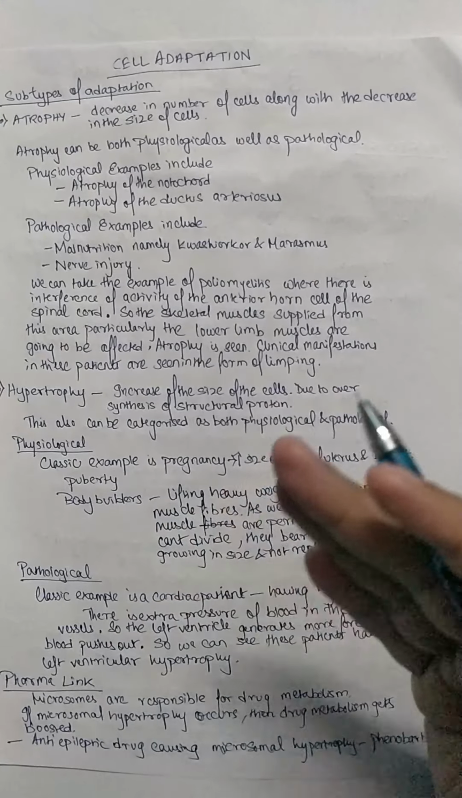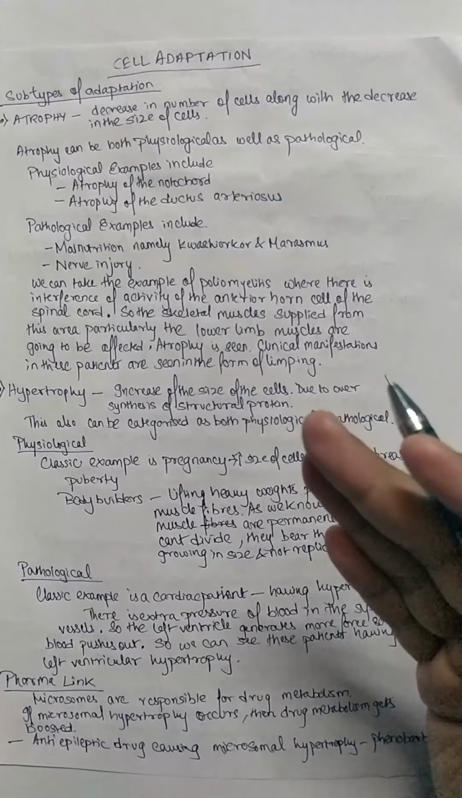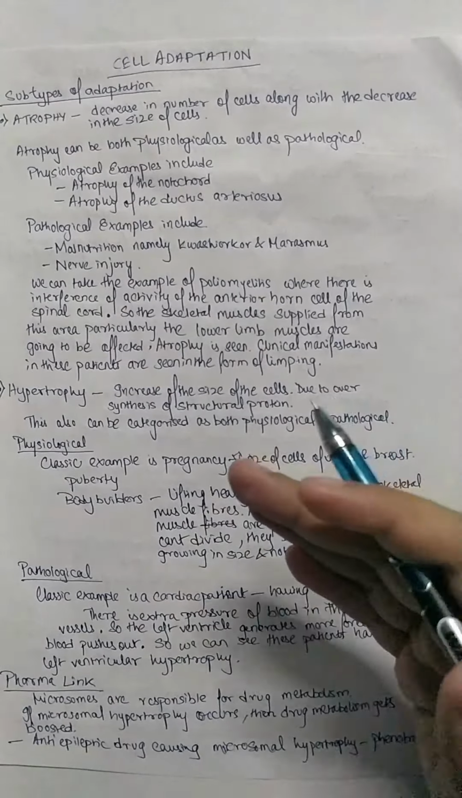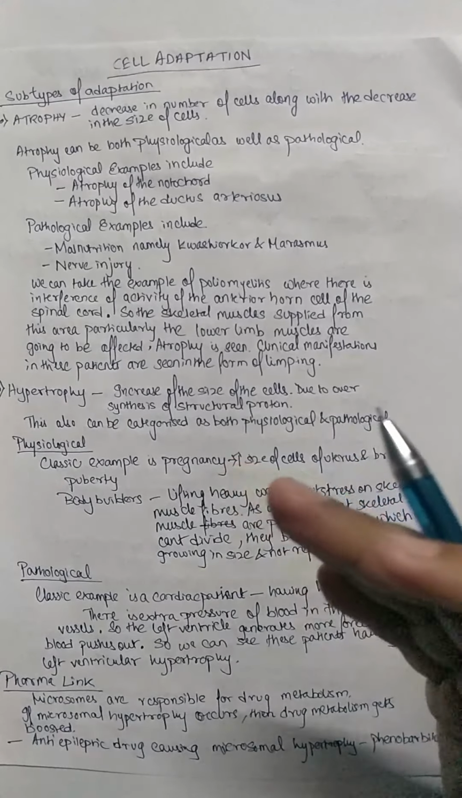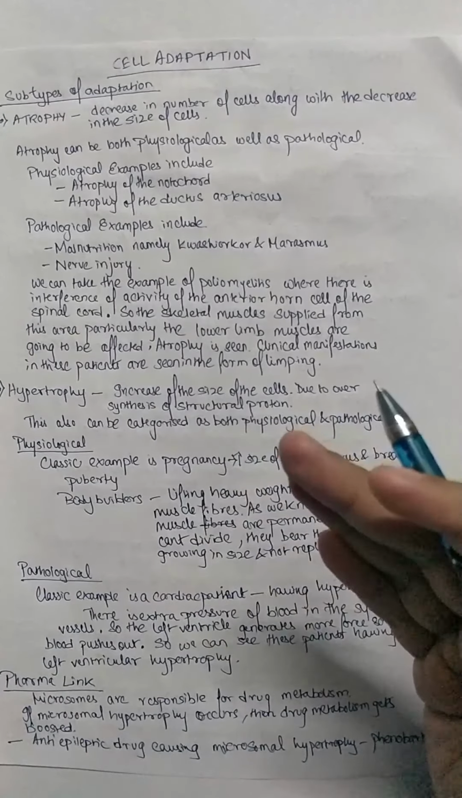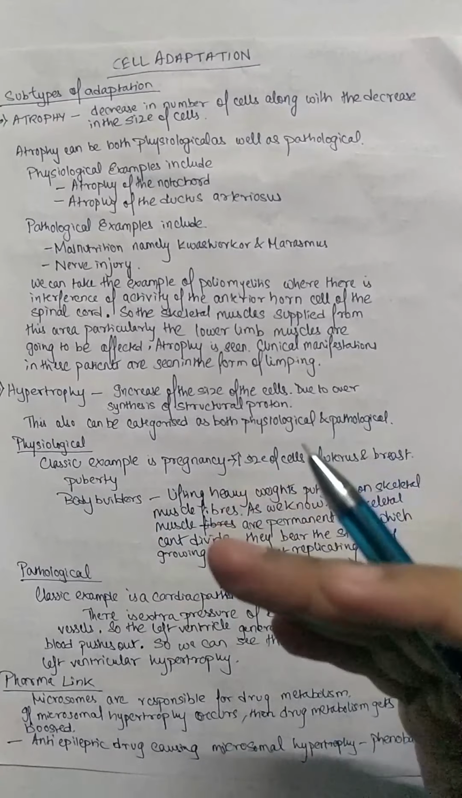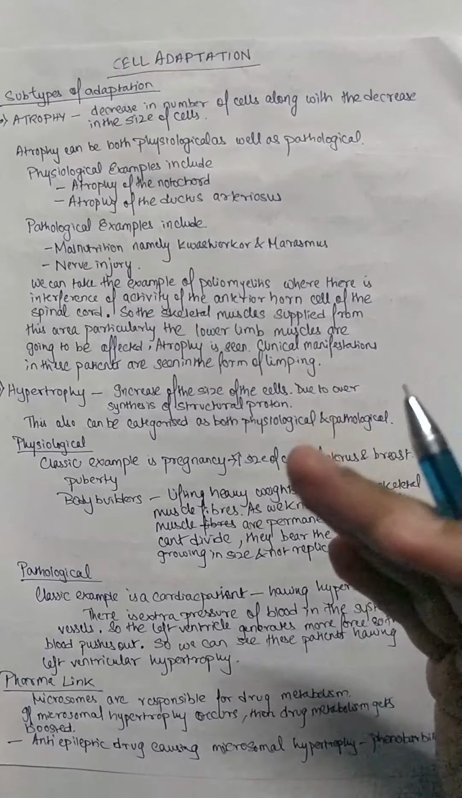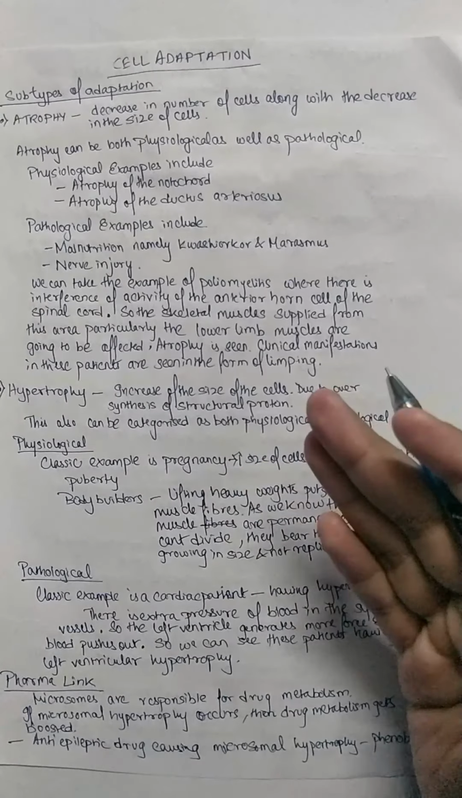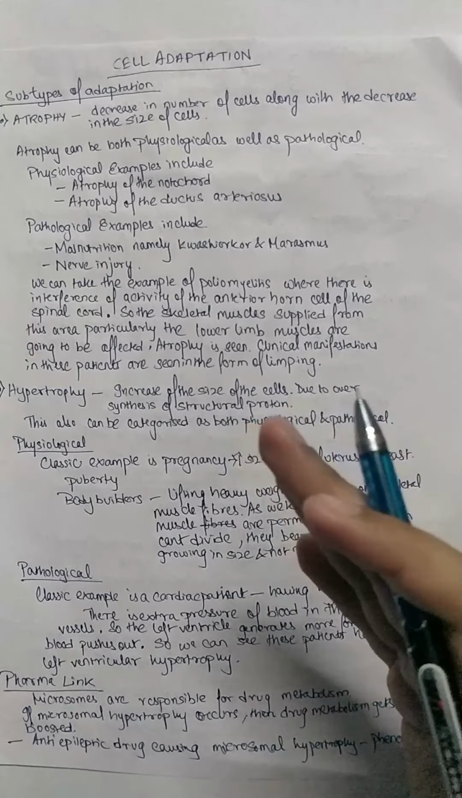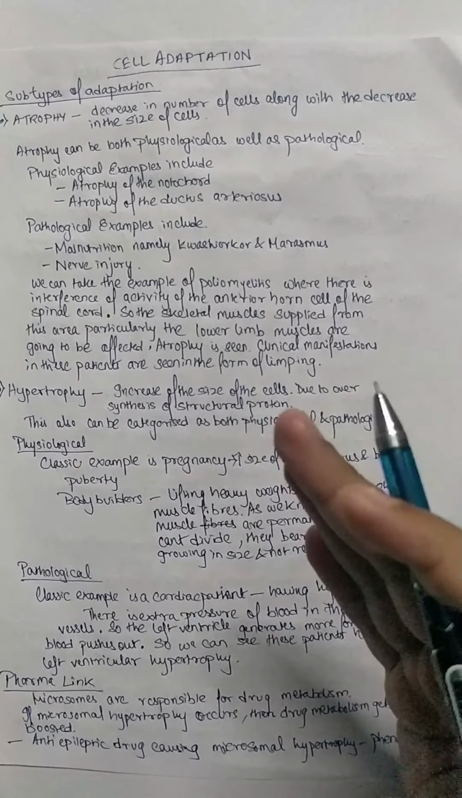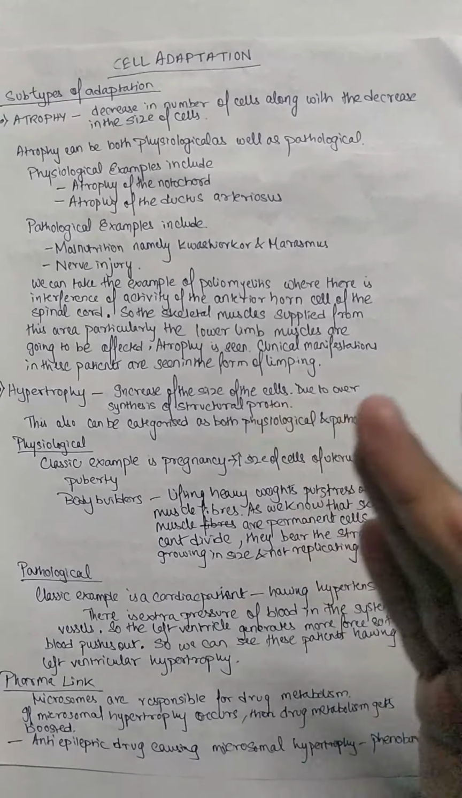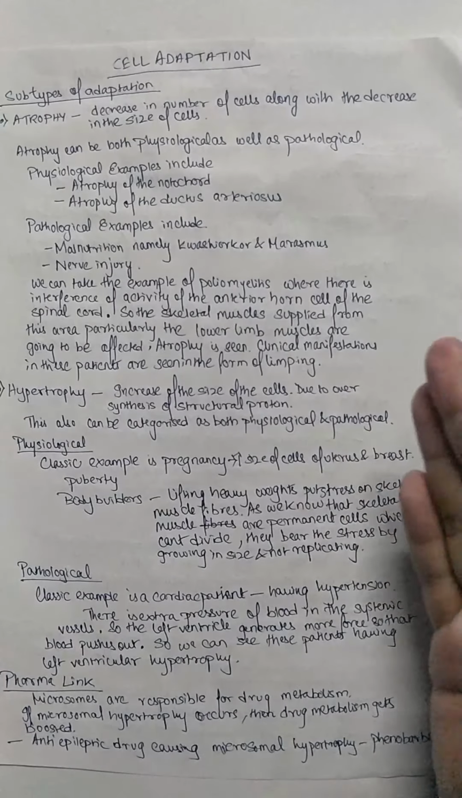Now, a classic physiological example is pregnancy. Now, in pregnancy, the size of the cells of the uterus as well as the breast increase. There is also the example of puberty, and there is also the example of muscle hypertrophy. Like, for example, if you are a bodybuilder or if you go to the gym and you lift heavy weights, now you are putting stress on the skeletal muscle fibers.